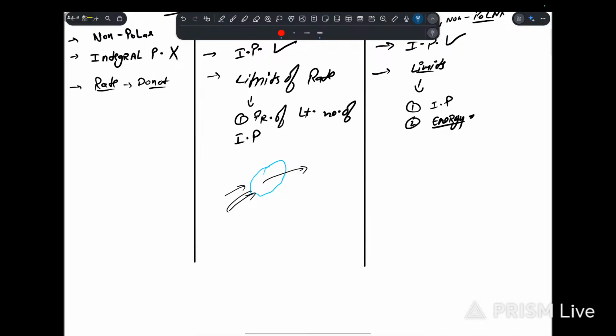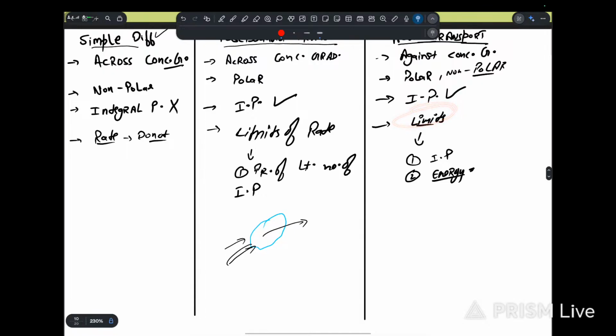And in the case of active transport, there are also limits, and the reasons for the limits are, first, the integral protein, the limited count and capacity of integral proteins, and the second is the energy, because active transport requires energy to transport molecules. If you do not have enough energy, the transport rate will be limited because of the lack of required extra energy, right?